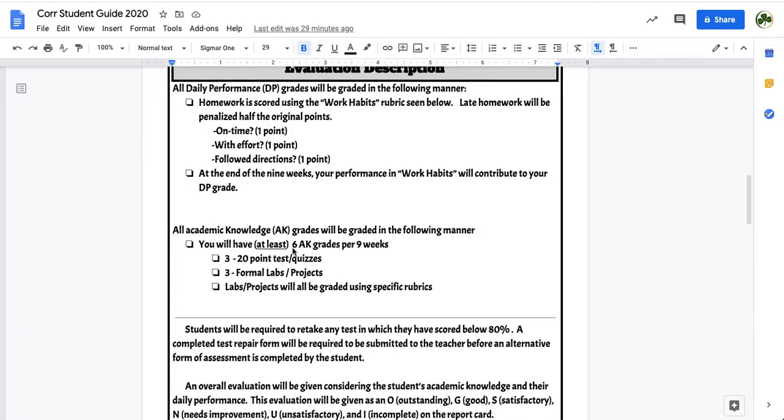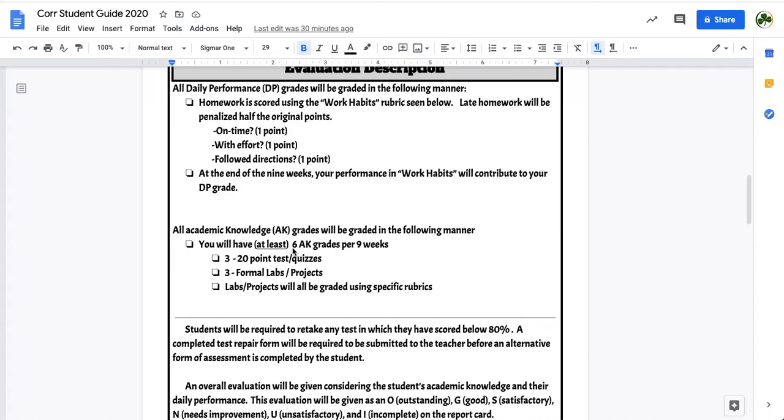You'll have at least 6 AK grades, and that's your labs, tests, and quizzes. Some of them are worth 20 points, some of them are worth 3 points. Labs are usually worth 12 to 16 points, and this is probably the first time that you're actually going to have to create full-blown lab reports, okay? So that's something you've got to get used to, understanding what's going on with our labs. And we'll have rubrics that we use to help you understand how you'll be graded on those.